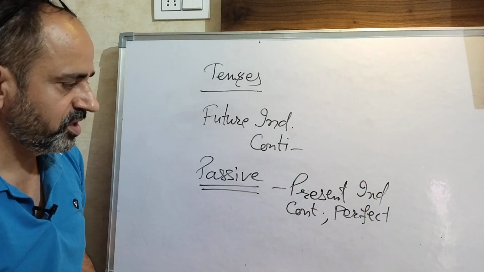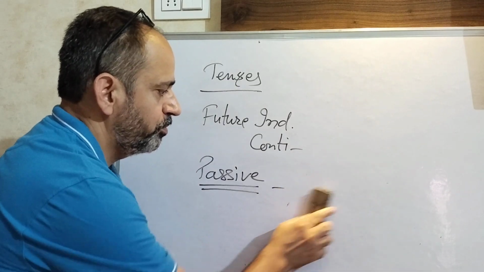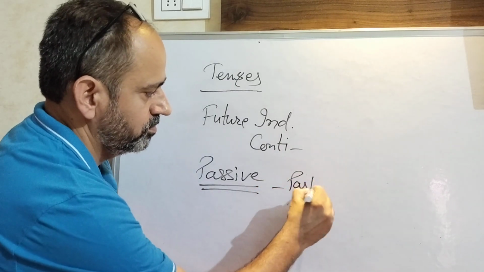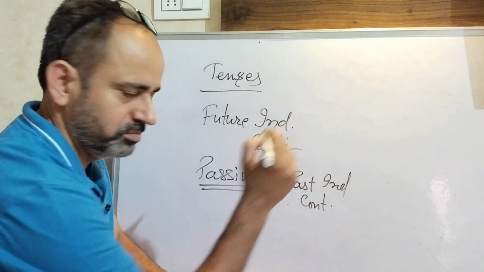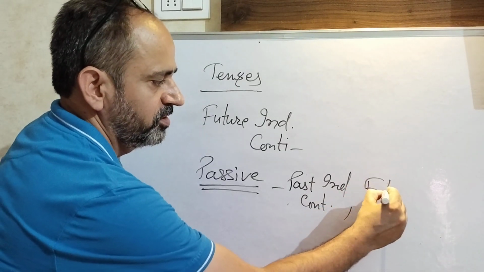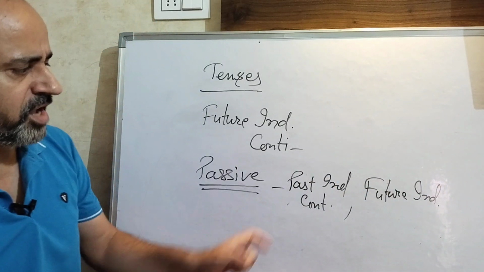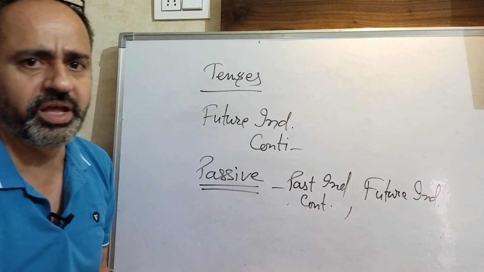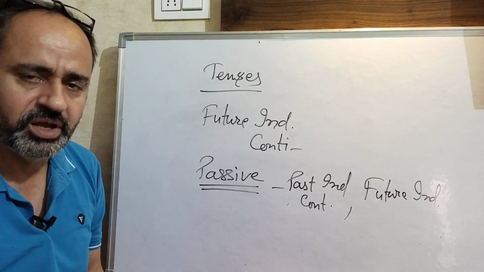in passive. In case of past, again, past indefinite and continuous. And in case of future, only future indefinite. Okay, I think there are only 5 or 6, and you can learn these in one day. In one sitting you can watch the videos on passive voice and learn.